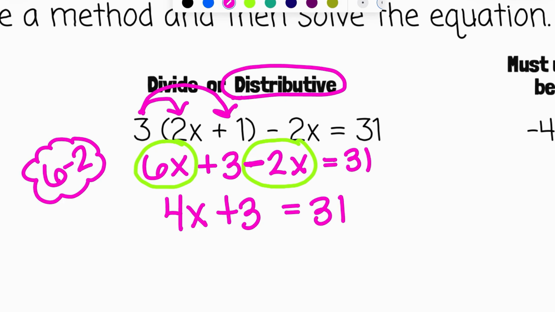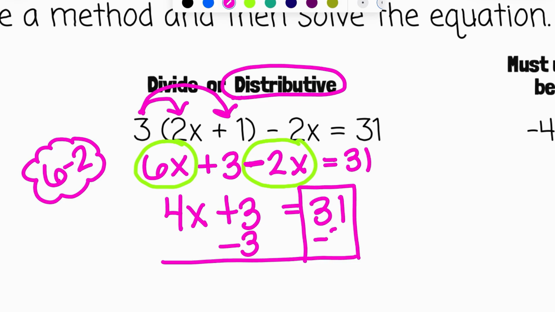So now I'm ready to actually solve. Box the 31 because that's the only thing on the right side of the equation. If I box 31, I'm going to move my 3. It's adding 3, so the inverse would be subtracting 3 here and in the box. All right, 0 pair right there. So I have 4x equals 31 subtract 3 gives me 28.